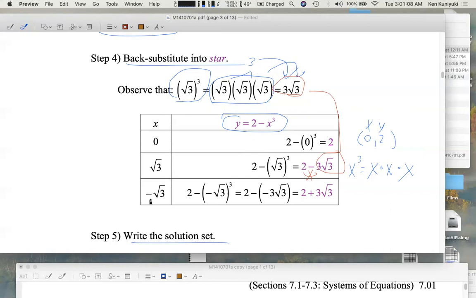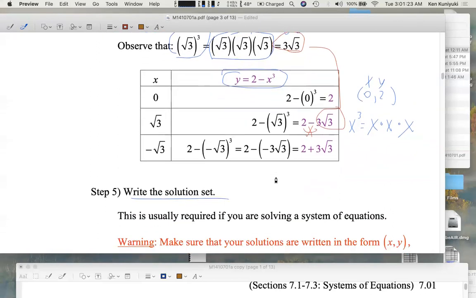As for x equals negative root 3, it's going to be similar, except that we're going to have a plus sign in the middle. The y coordinate is 2 plus 3 root 3. So now let's gather our 3 ordered pairs. The first one was 0, comma 2. Let's get the other 2.